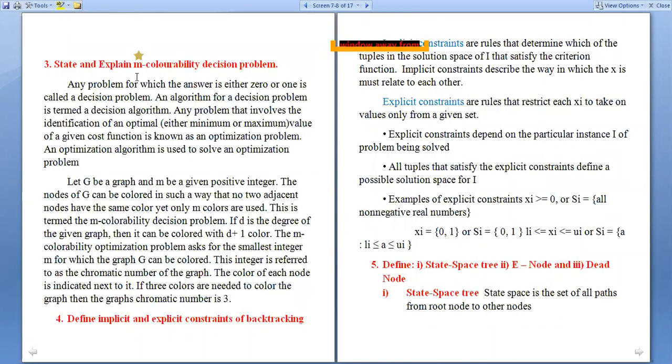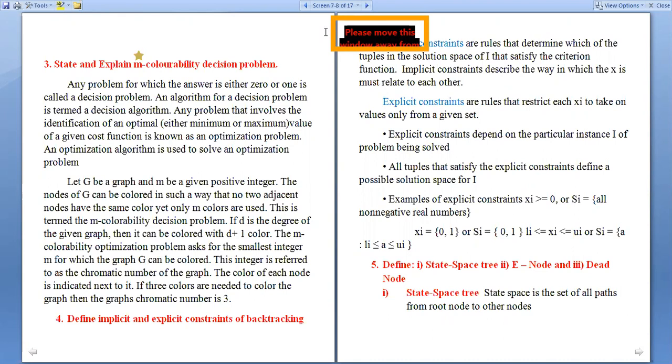Okay, next question. State and explain M colorability decision problem. What is the M colorability decision problem? What is M? M is the number of colors. What is the colorability problem? In the graph coloring problem, we are assigning colors to the nodes of the graph. Adjacent vertices or adjacent nodes should not have the same color.